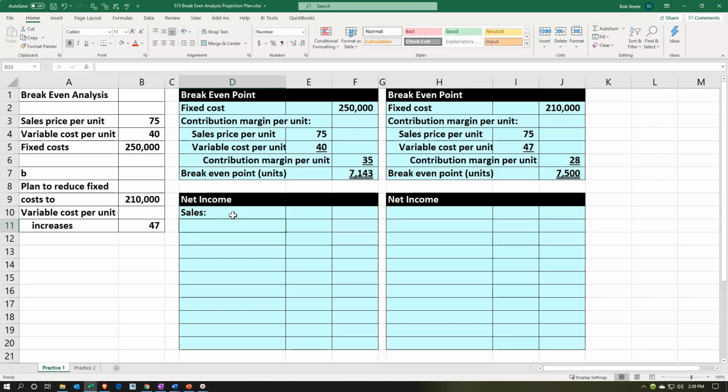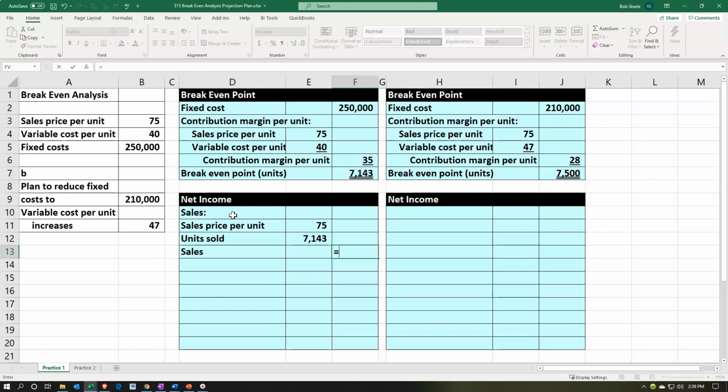So we're going to say the sales. We're going to be picking up the unit price, sales price per unit, and then the number of units that we're going to sell, which will be units sold. That's going to be the unit price, 75, and the units we're going to sell. This scenario is going to be the 7,143. That's going to be our sales amount.